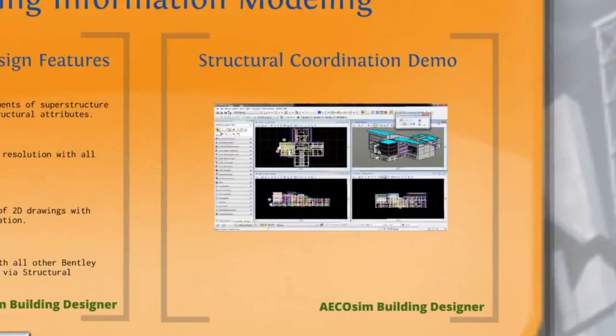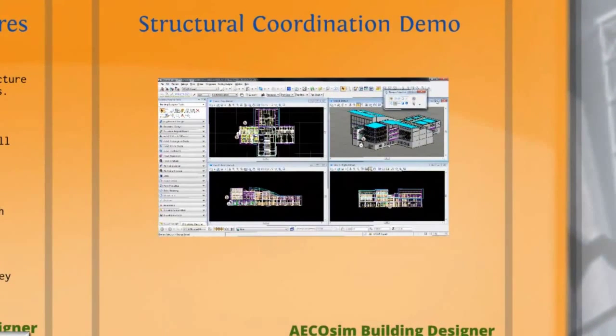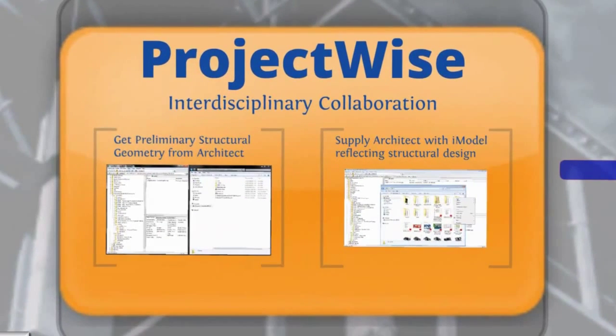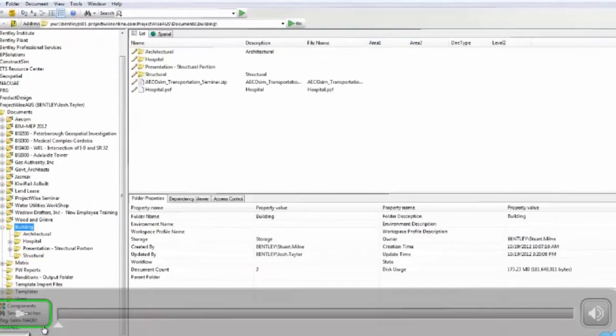Okay, so let's see how this actually plays out. Here's that hospital project I referenced that we're going to be working on. And as the starting point, before I start my actual structural work, I'm going to go over to ProjectWise. ProjectWise is the mechanism of collaboration between my structural design team and the architect that's over on the other side of the world.